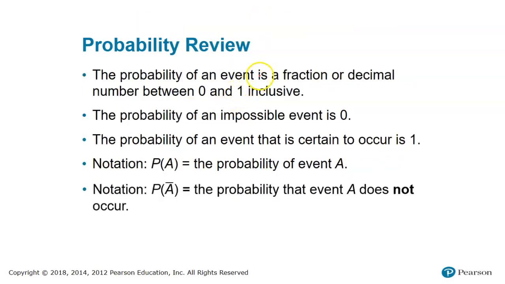Okay, so just a review of the concepts we looked at today. The probability of an event has to be between 0 and 1. 0 is an impossible event. A certain event is going to be equal to 1. We've got our notation for the event and then a notation for the complement.